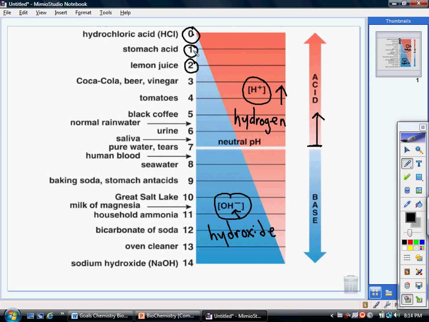So as we go from 0 to 1, it's a difference of a power of 10. And as we go from 1 to 2, it's a difference of another power of 10. So the difference from 0 to 2 is actually 100 times more concentrated. From 0 to 3 is 1,000 times difference. So basically what that means is that vinegar has only 1/1000th of the hydrogen ions that hydrochloric acid has. So there's an inverse relationship. As the hydrogen ions go up, the hydroxide ions go down.